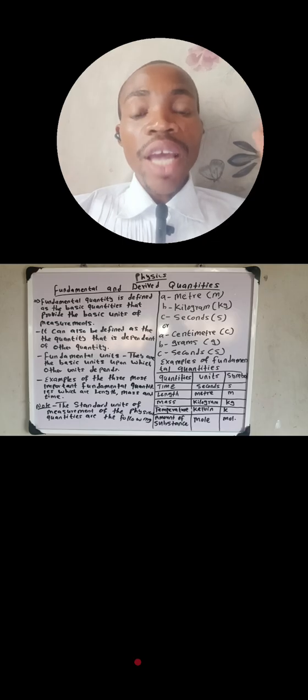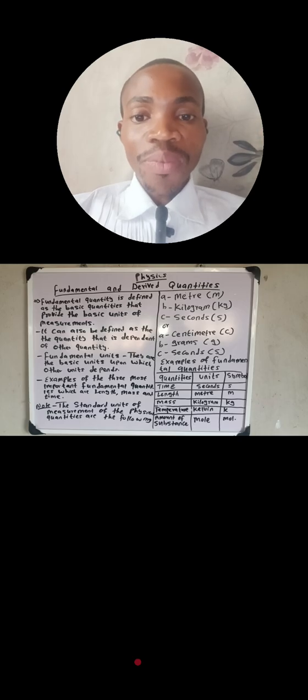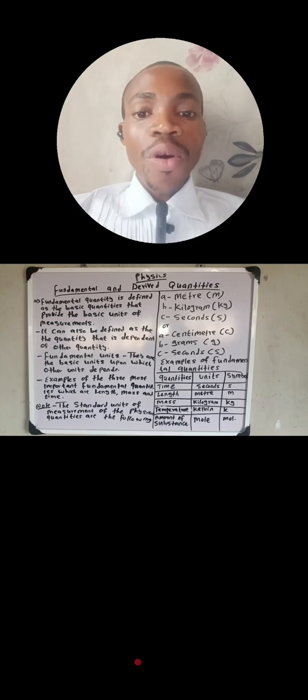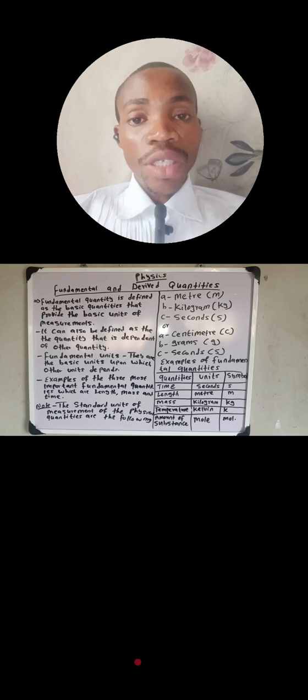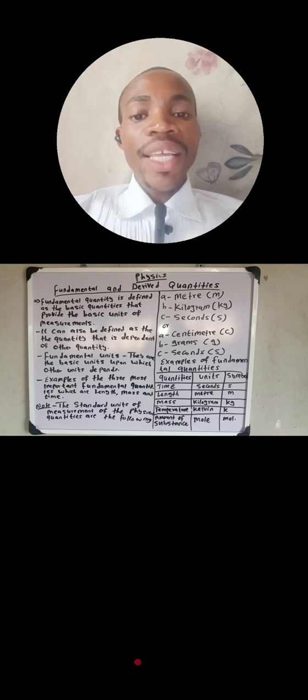Now you need to pay attention to this. It's very important because even in the WAEC exam, they ask this question. Examples of the three most important fundamental quantities. There are three basic fundamental quantities, which are length, mass, and time. Which are what? Length, mass, and time.